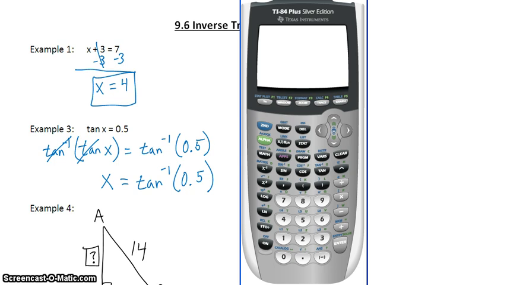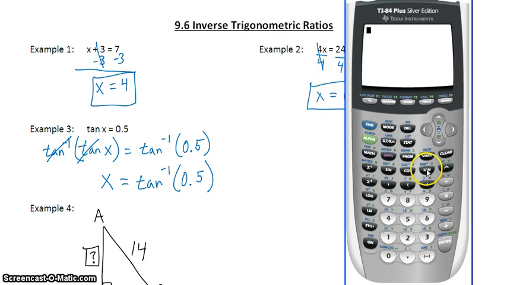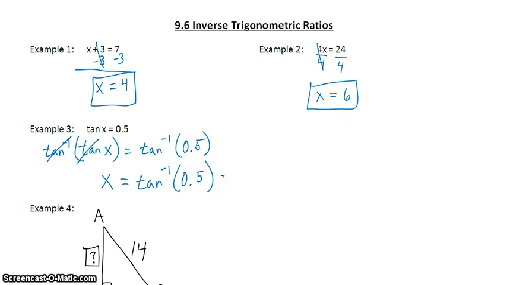Calculator. Wherever you have tangent on your calculator, you should have a tangent inverse button right next to it. Tangent inverse of 0.5. Rounding to 1 decimal place, I get approximately 26.6. And that's 26.6 degrees. If you remember, this variable after our trig is going to be an angle.